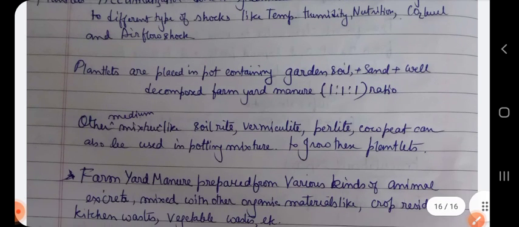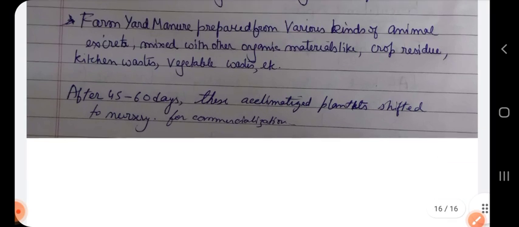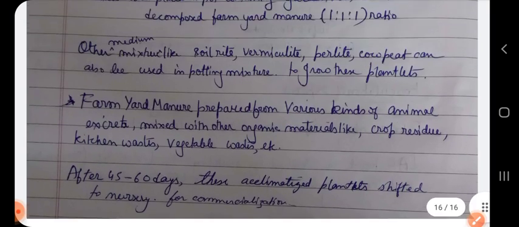Now, other medium mixtures are also used, like soilrite, vermiculite, perlite, and coco peat can also be used in the potting mixture to grow these plantlets. Okay. After 45 to 60 days, these acclimatized plantlets are shifted to the nursery, and from that nursery we bring the plants, or if it's a big nursery, we can go for commercialization. This is in the case of monocotyledonous crops, right? So this is the whole process of plant tissue culture.